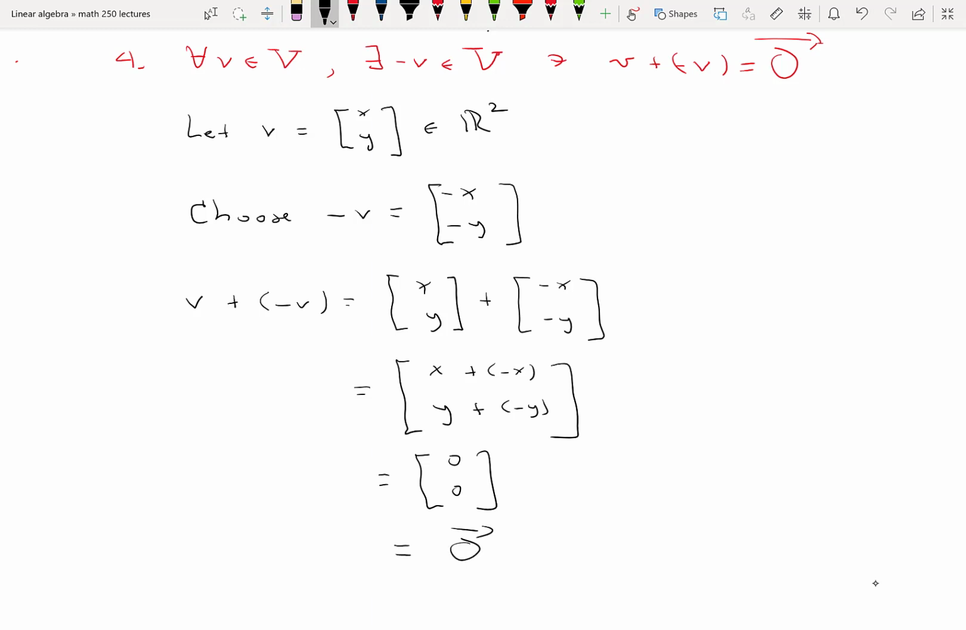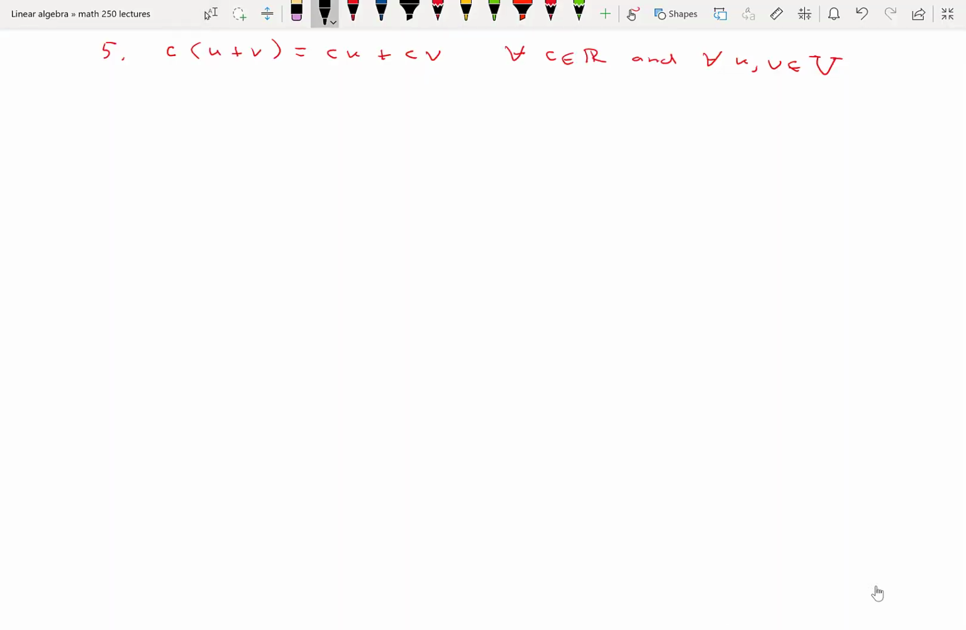Done. I've shown that every element of R2 has an opposite. That's exactly the 4th property. 5. I need a distributive property, a very specific distributive property. I need to be able to distribute scalars into the sum of vectors. Okay. I need c times the quantity u plus v equals c times u plus c times v for every real number c and for every pair of vectors u and v in the vector space. So let's do it.